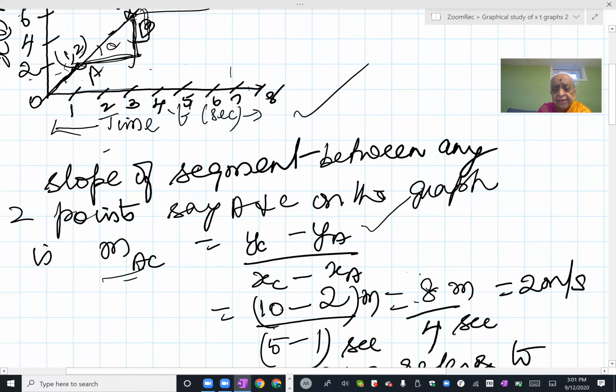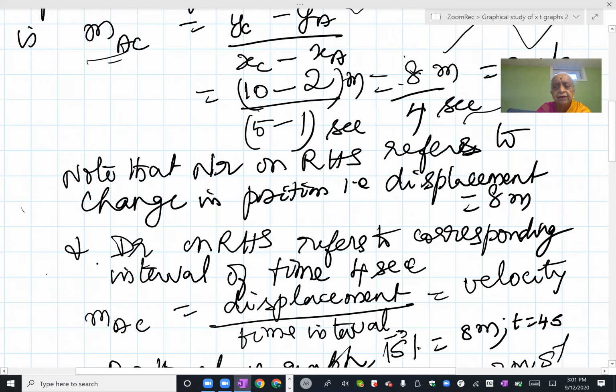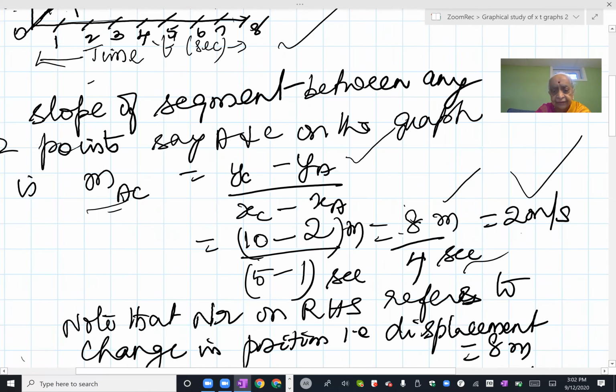That will be 8 divided by 5 minus 1 is 4. So 2 meter per second. Numerator is meter, unit-wise speaking. Denominator is second, unit-wise speaking. So meter per second will be the parameter that comes out as a result of finding the slope. Naturally, meter per second is the unit of velocity and nothing else. And therefore, this slope will give me the actual velocity in that time.